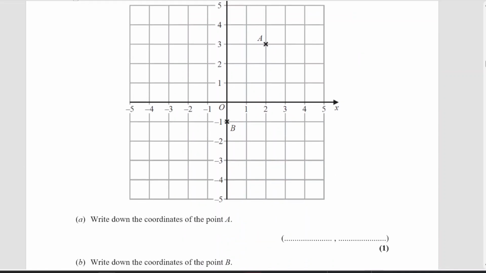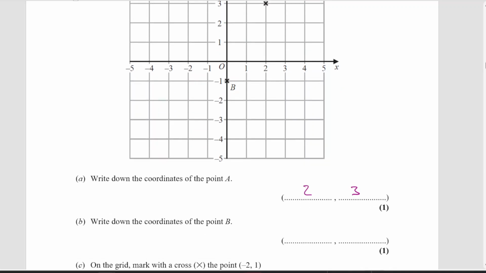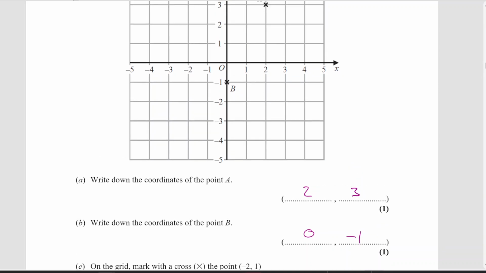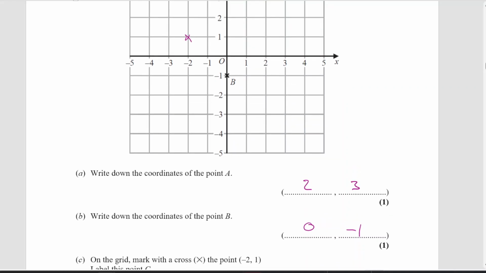Right, question 8. Write down the coordinate of point A. Point A, we always give our x coordinate first of all, so that's going to be the coordinate (2, 3). Write down the coordinate of B. So B is a bit more tricky to spot. That's at (0, -1). On the grid, mark with a cross the point (-2, 1). So (-2, 1) would be that point there. Does it say label it? It says label this point C.